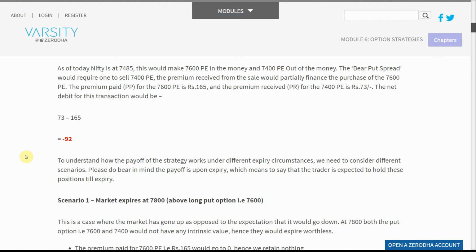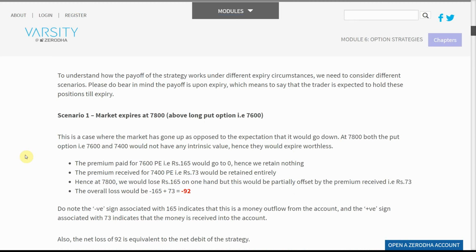The premium paid (PP) for the 7,600 PE is 165 rupees. And the premium received (PR) for the 7,400 PE is 73 rupees. The net debit for this transaction would be 73 - 165 = -92. To understand how the payoff of the strategy works under different expiry circumstances, we need to consider different scenarios. Please do bear in mind the payoff is upon expiry, which means to say that the trader is expected to hold these positions till expiry.